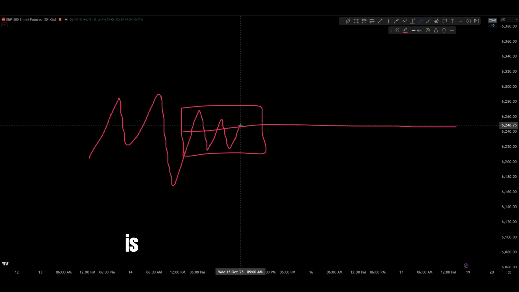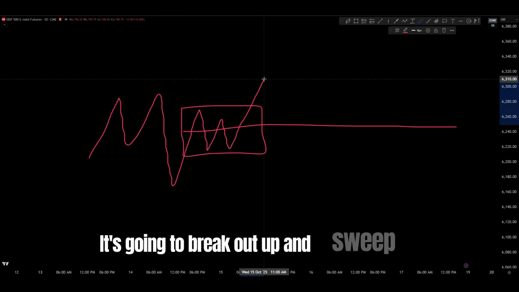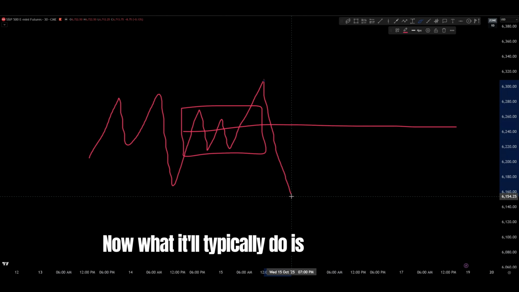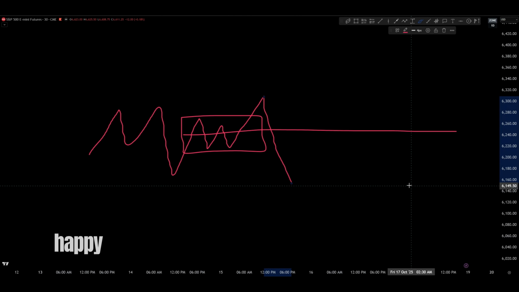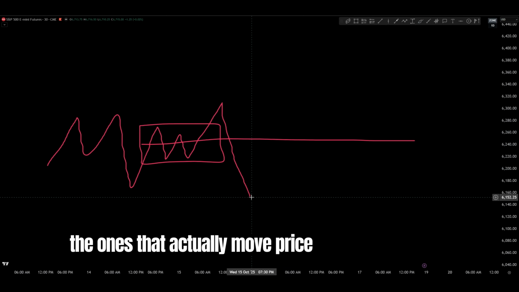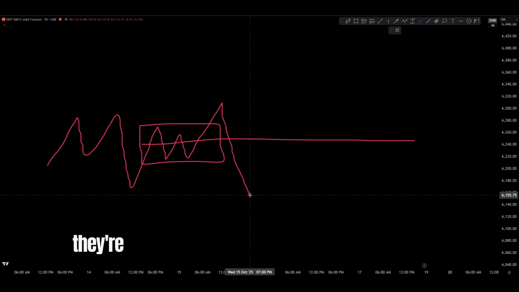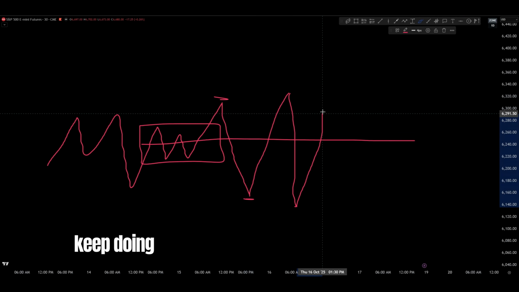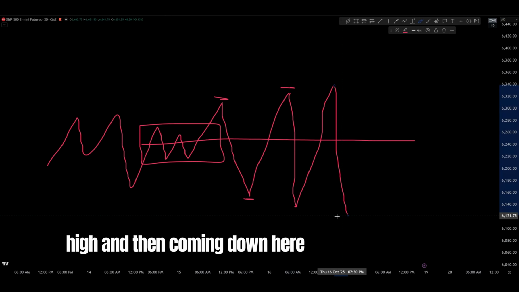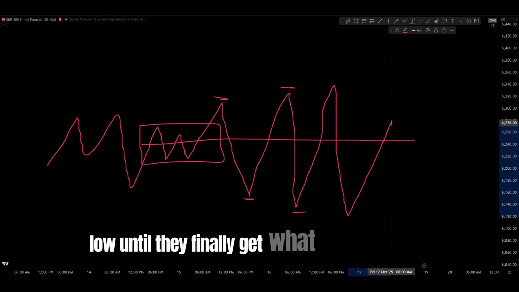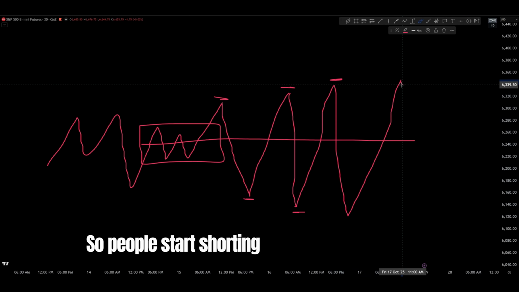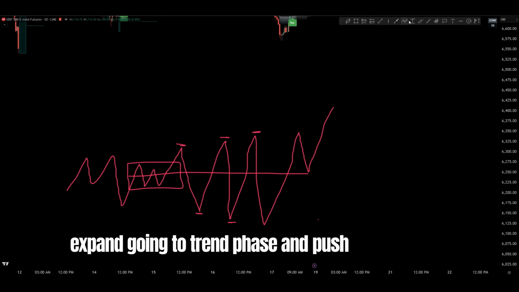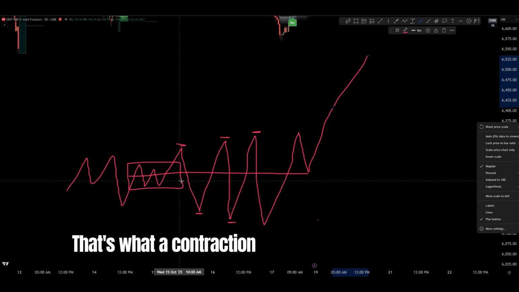Now what price is going to do is one of two things. It's going to break out up and sweep these highs over here, or it's going to break down and sweep these lows over here. Now what it'll typically do, if the market makers, the ones that actually move price, aren't happy and they haven't got all their positions filled yet, is keep pushing price up, sweeping these highs, and then push price down here, sweeping this low, and they're going to keep doing that until they finally get what they want. They sweep this high, so people start shorting, and then they bounce off the expansion line and actually let price expand, go into trend phase and push up or down, right? That's what a contraction expansion is right there.